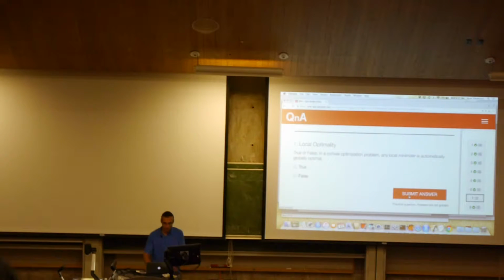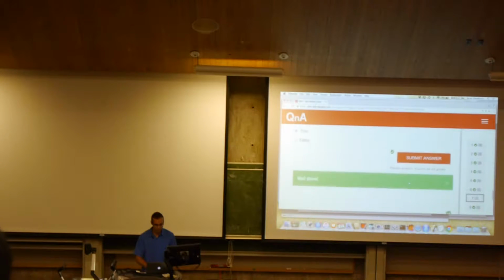Local optimality. In a convex optimization problem, any local minimizer is automatically globally optimal. What do you guys think? True or false? True. Yeah, that was the thing we proved at the end. That's kind of like the key property of a convex problem.